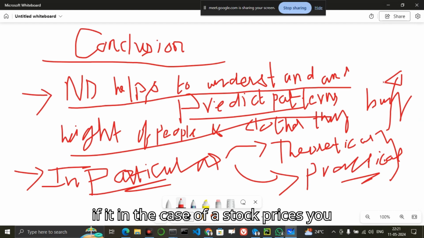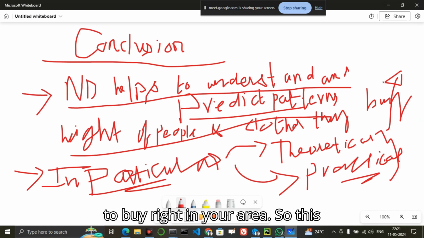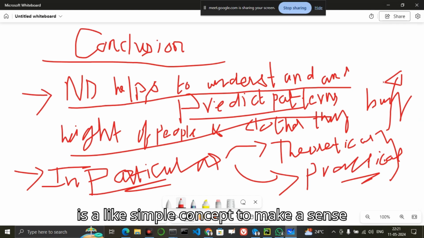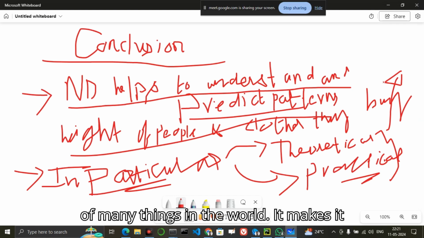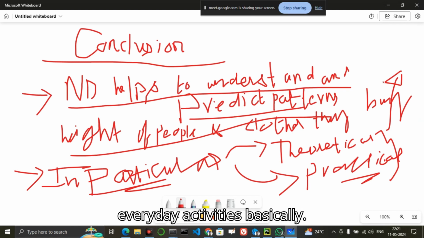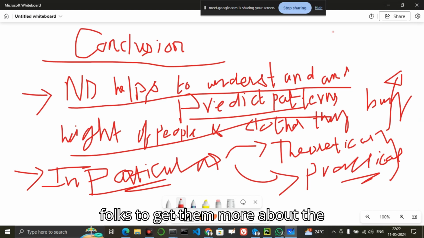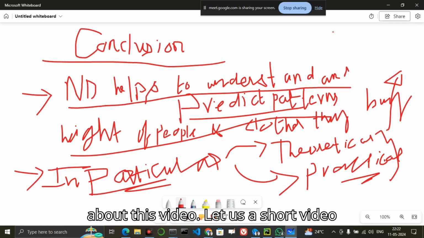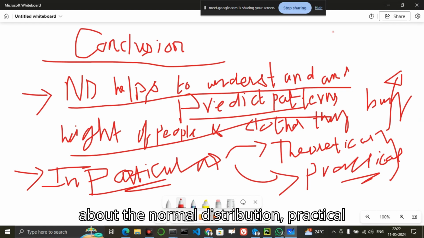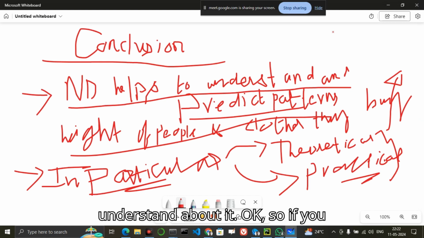In the case of stock prices, you can understand a lot more about customer behavior, customer data, like what kind of things people like to buy in your area. So this is a simple concept to make sense of many things in the world. It makes it easier to plan and predict everyday activities, basically. All right, so this is all about it, folks. That's it about this video. It is a short video about the normal distribution and its practical usage, like two things that we have to understand about it.